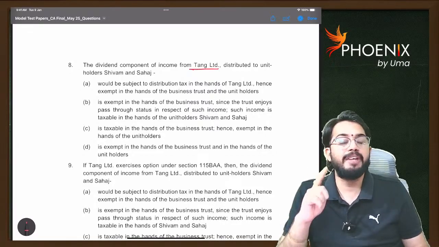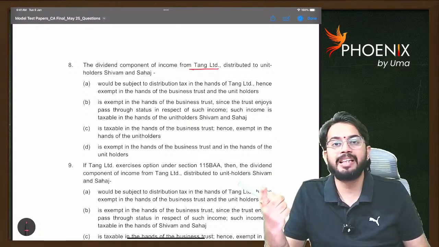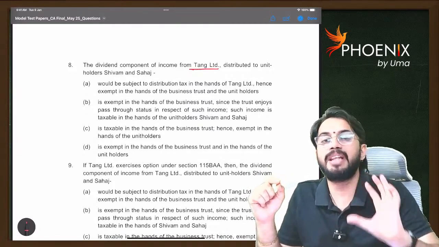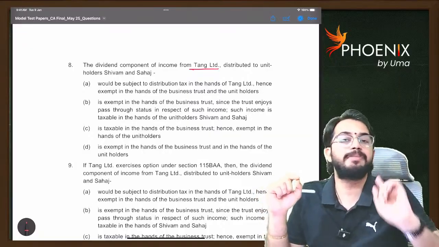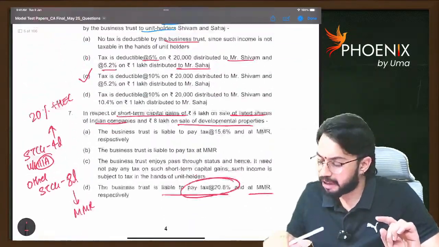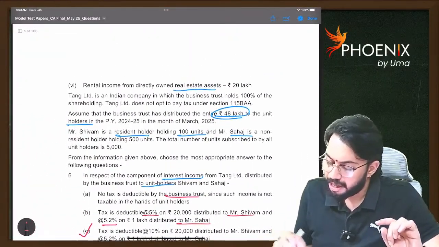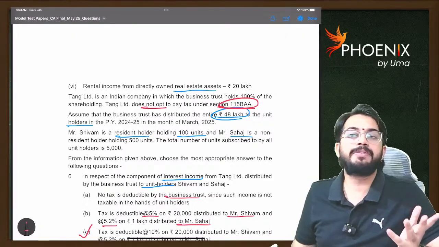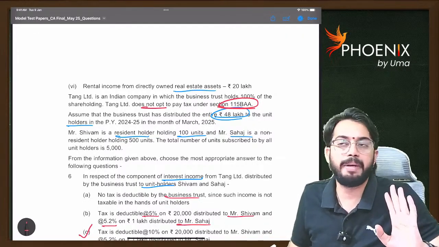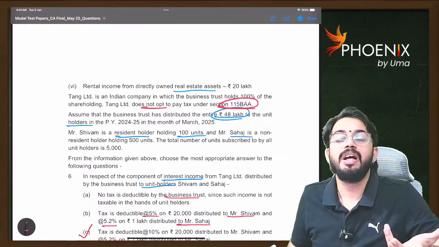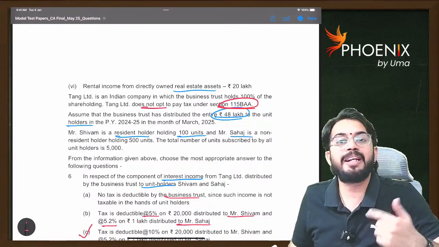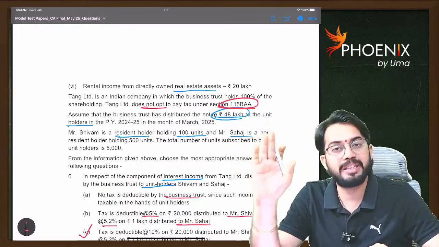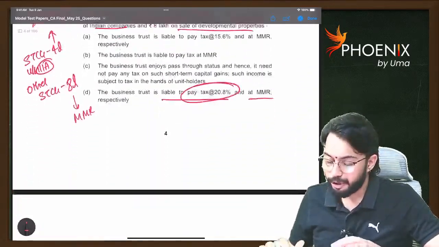If the SPV, special purpose vehicle, is paying taxes under section 115 BAA, then dividend income is exempt in the hands of the business trust, but it is taxable in the hands of the unit holder. In the question, it was clearly said that it did not opt for 115 BAA. So the special purpose vehicle is not paying taxes under 115 BAA. So what is the recourse? As it is not paying taxes under 115 BAA, the entire dividend income is exempt in the hands of the business trust as well as in the hands of the unit holder.